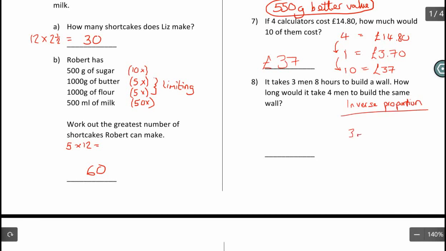So 3 men take 8 hours. 1 man. Now to get from 3 to 1 I've divided by 3, but with inverse proportion I would times this side by 3. So that would give me 24 hours. I've then times by 4, so I'm going to divide this side by 4 and the answer is 6 hours. Assuming they're all working at the same rate.